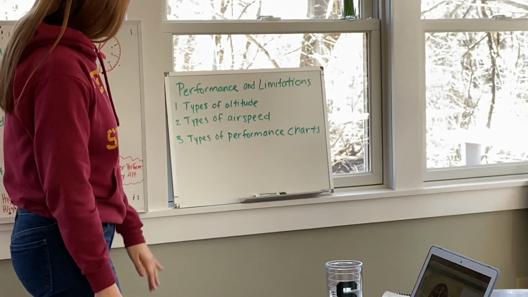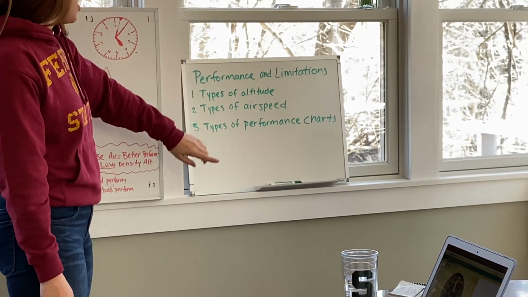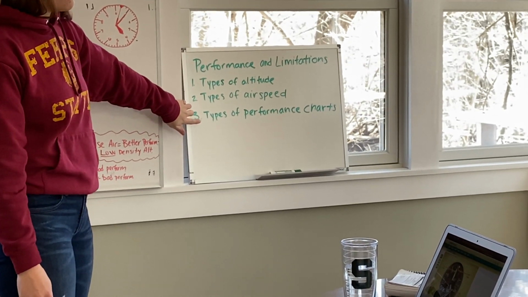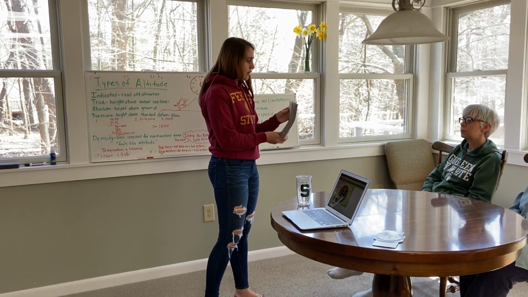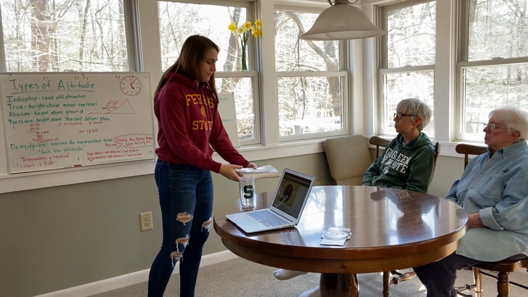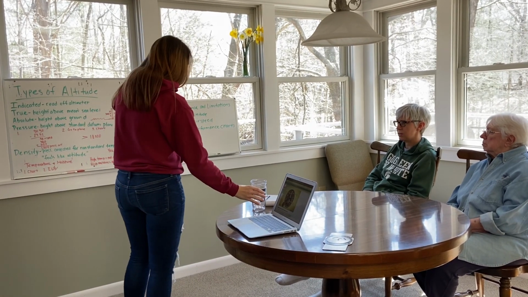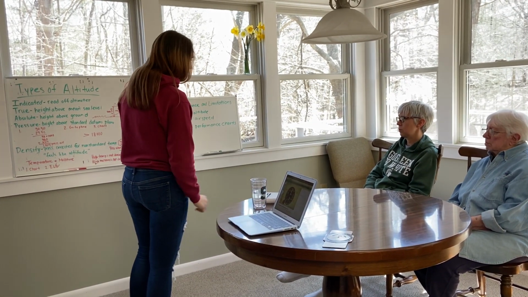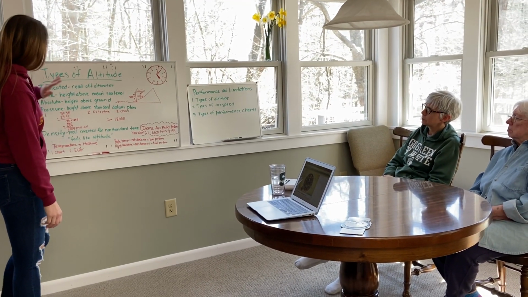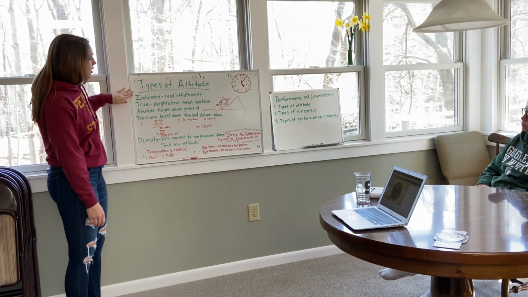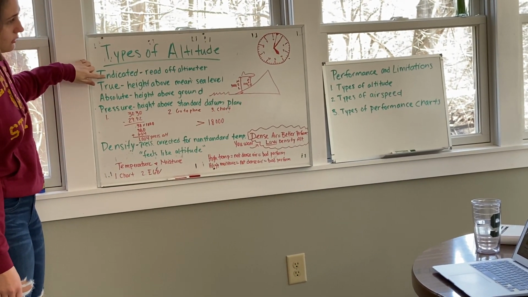So what we're going to cover is the types of different altitude, types of airspeed, and then we're going to get into the types of performance charts, which we find in the POH, which is for the plane. POH stands for Pilot's Operating Handbook. So, coming right over here to types of altitude, we're going to jump into it. The first type of altitude is indicated altitude.